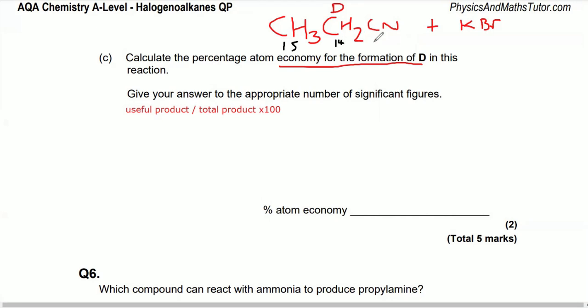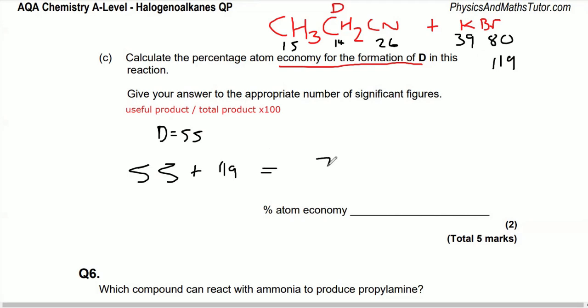Add up their mass numbers, sorry, not atomic numbers, got them all over the place. So 15 for CH3, because you've got 12 and 3, 14 for CH2, 12 and 2, 26 for nitrile for 12 and 14 added together. And then potassium is 39, bromine is like 80, so it's like 119. So the total amount of product is 174. D adds up to 55, so we want to do 55 over 174, and then we need to turn it into a percentage by timesing by 100.